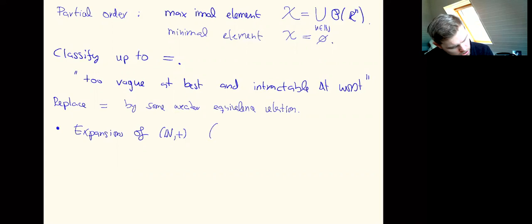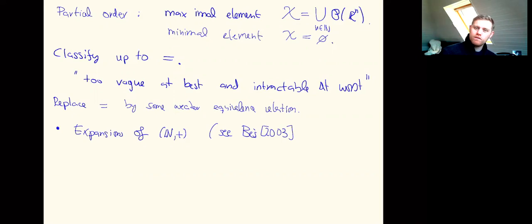On the resource page, I put a survey article of Bès from 2003. I will not say anything more about expansions of Presburger arithmetic, but if you're interested, you can take a look there. It's a very similar program.